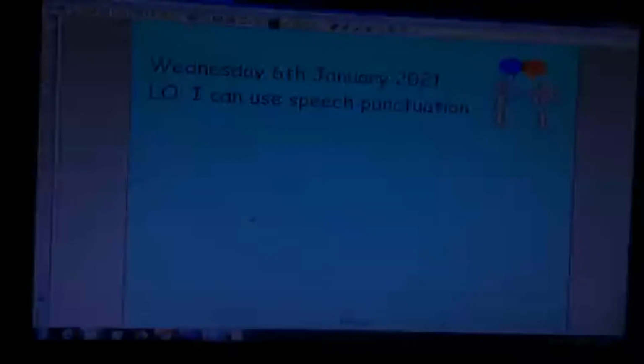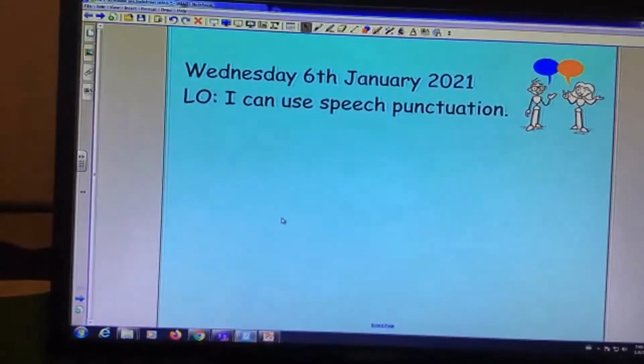So we're going to be looking at how we use speech marks in our writing to show that characters are talking. I'm just going to spin you around. We'll have a look at the screen. So today, our objective is to use speech marks.